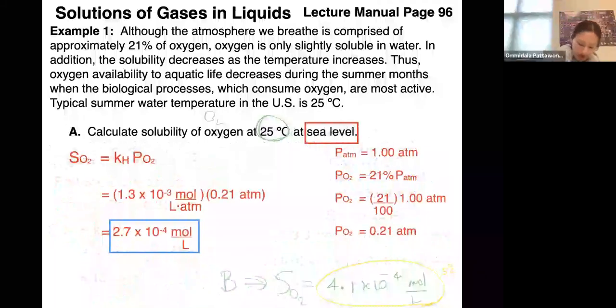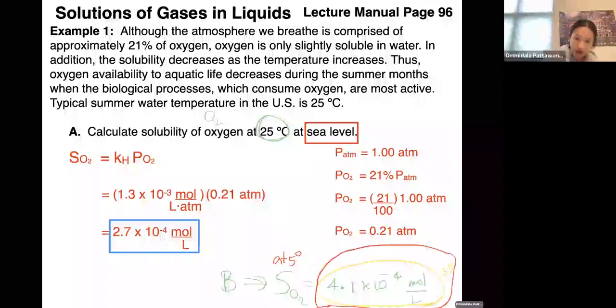Looking at the solubility of oxygen at 5 degrees Celsius from part B, you will see that oxygen can actually dissolve more than at 25 degrees Celsius, which makes sense, right? Because as temperature increases, the gas solubility will decrease. So the one at lower temperature will be able to dissolve more.